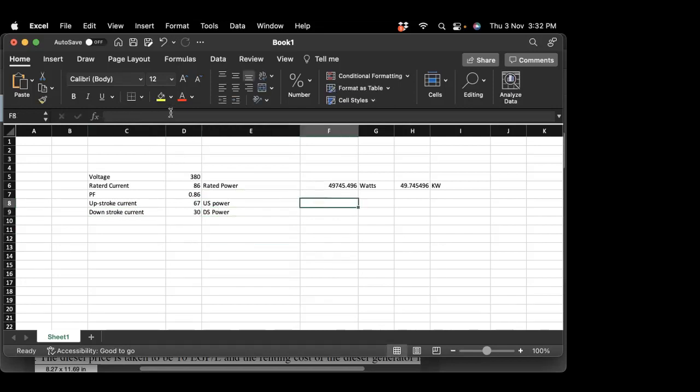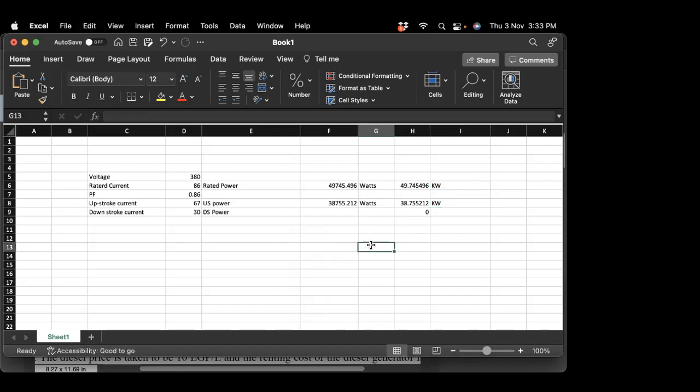The upstroke power simply equals the operating voltage times the upstroke current times the power factor times 1.77. And here, using this same formula, you can get the power in kilowatts, in kilowatt, as you can see.